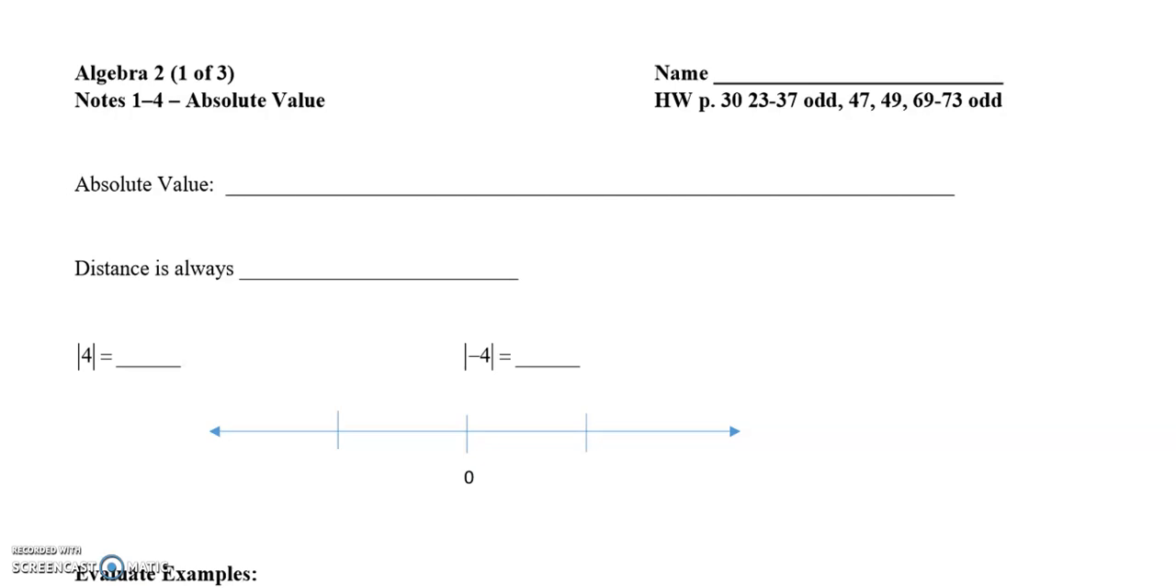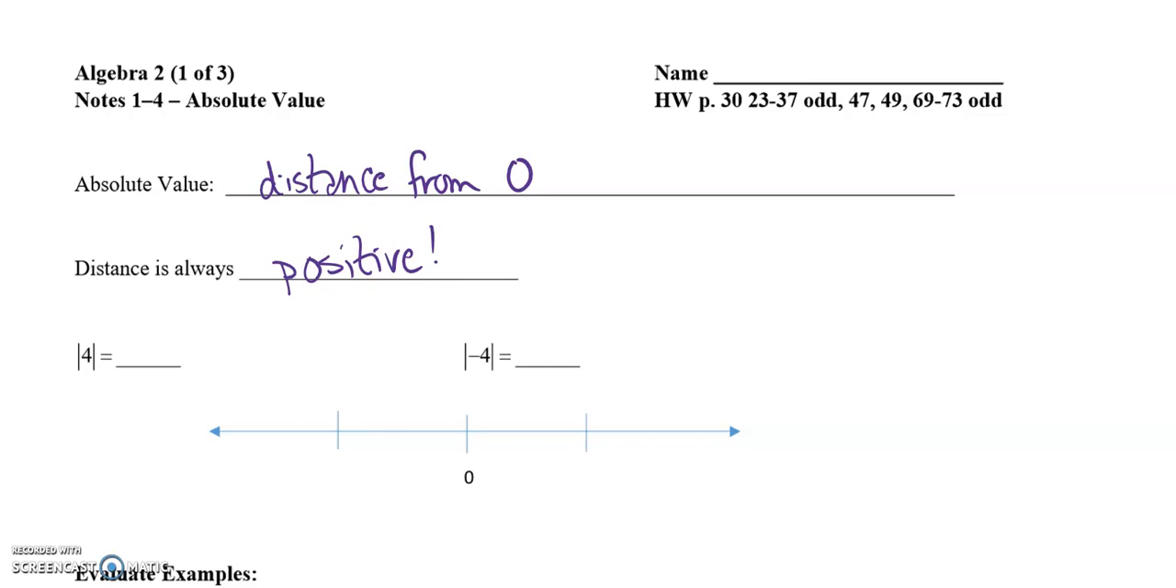What is absolute value? Absolute value means the distance from 0. What do we know about distance? Distance is always positive. You should know that from your geometry class.